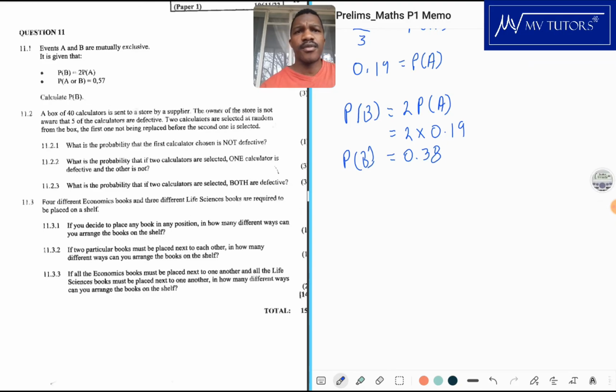Okay, that's it. And then 11.2 says a box of 40 calculators is sent to a store by a supplier. The owner of the store is not aware that 5 of the calculators are defective.